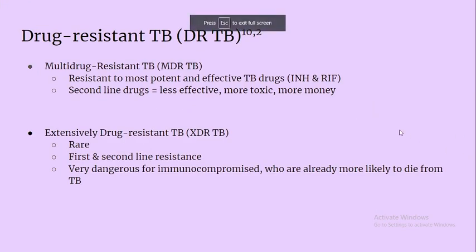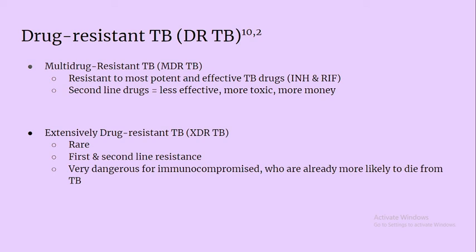So basically, drug-resistant TB, DRTB, occurs often, like I said, especially because of mutations and when people don't take their drugs. First, there's multi-drug resistant TB, called MDR-TB, and it's resistant to the most potent effective TB drugs, the INH and RF that I've talked about previously. So the next move is to go to second-line drugs, which are less effective, but more toxic and more money.